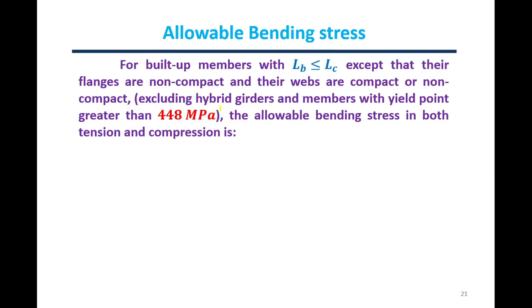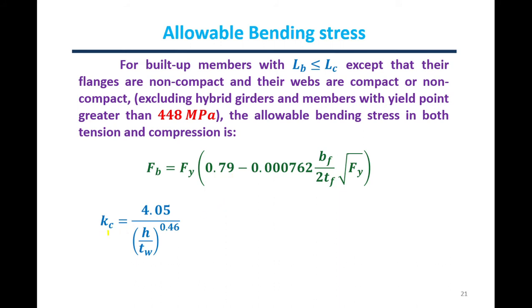For built-up members with Lb less than or equal to the limit, except that their flanges are non-compact and their webs are compact or non-compact, excluding hybrid girders, this gives the allowable stress. So this is what we will use. Here, kc is equal to 4.05 over h over thickness of web raised to 0.46, if h over thickness of web is greater than 70; otherwise use 1 for kc.